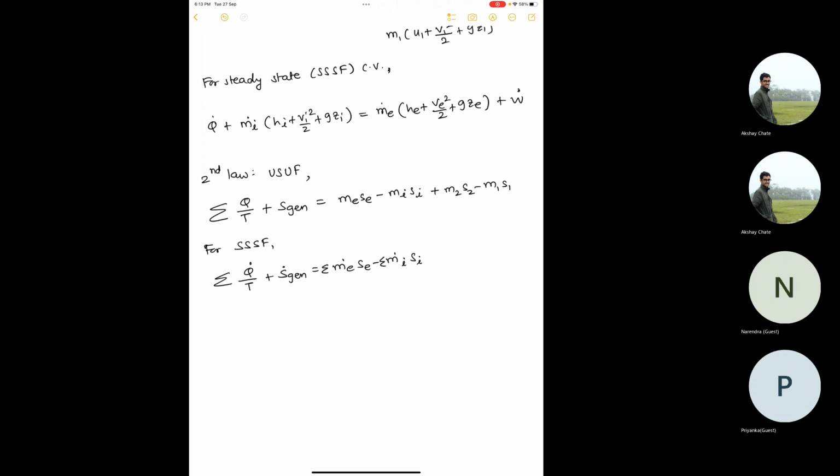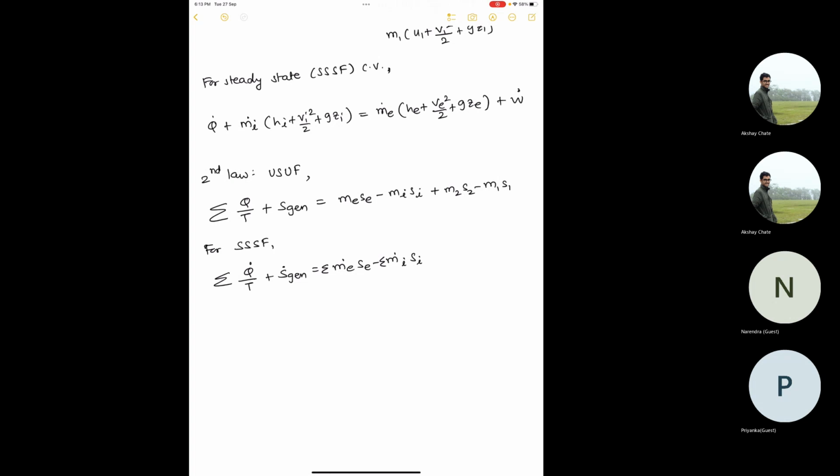Let me just see. Am I making any mistake or something? Yeah, so it is okay. In steady state, you have this summation sign, but in uniform state, uniform flow, anyway you are doing an integral, so you can write that sign and be done with it.